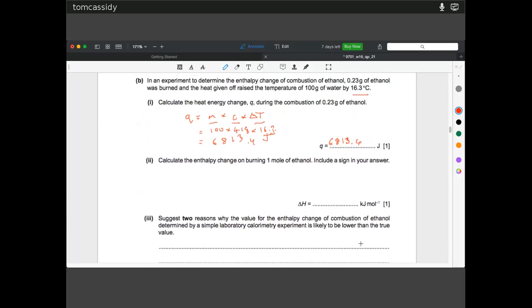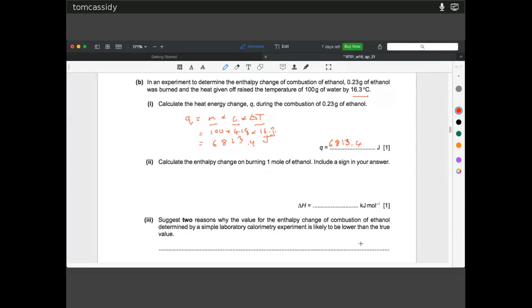Now, that amount of heat was released when we burned 2.3 grams of ethanol, and that's not a mole of ethanol, that's much less than a mole of ethanol. So this is the energy that's released when we burn less than a mole, and now it's asking us to calculate the enthalpy change when we burn 1 mole.